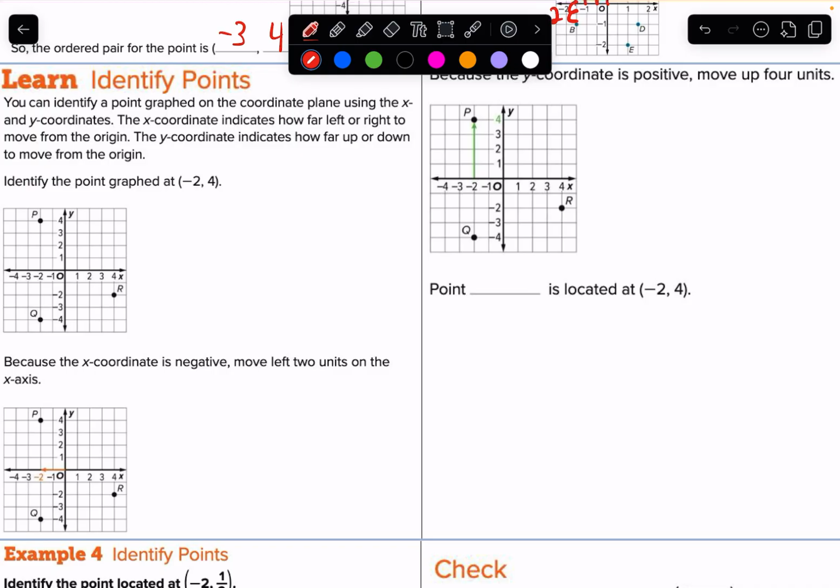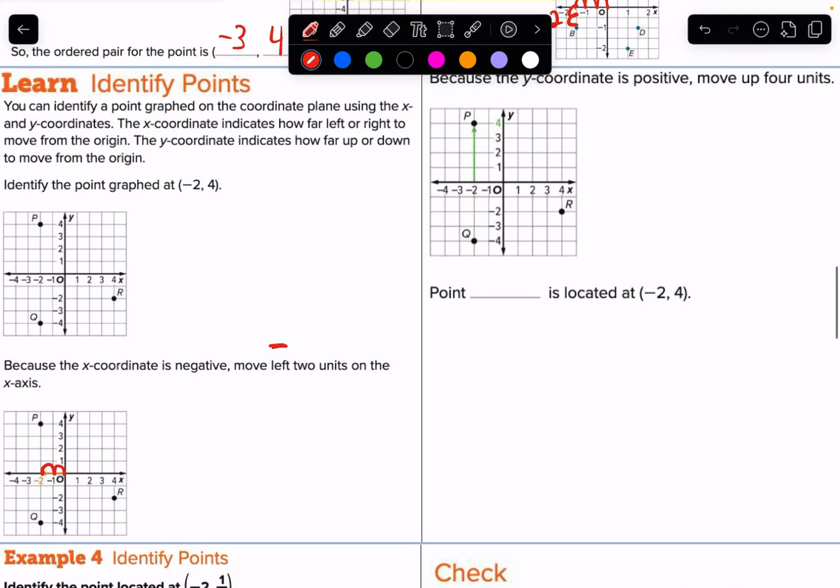So because the x coordinate is negative, we're going to move 2 to the left, because left is negative. Left means negative. Okay. And then because the y coordinate is positive, we're going to move 1, 2, 3, 4 upwards. So point P is the one that's located at -2, 4.